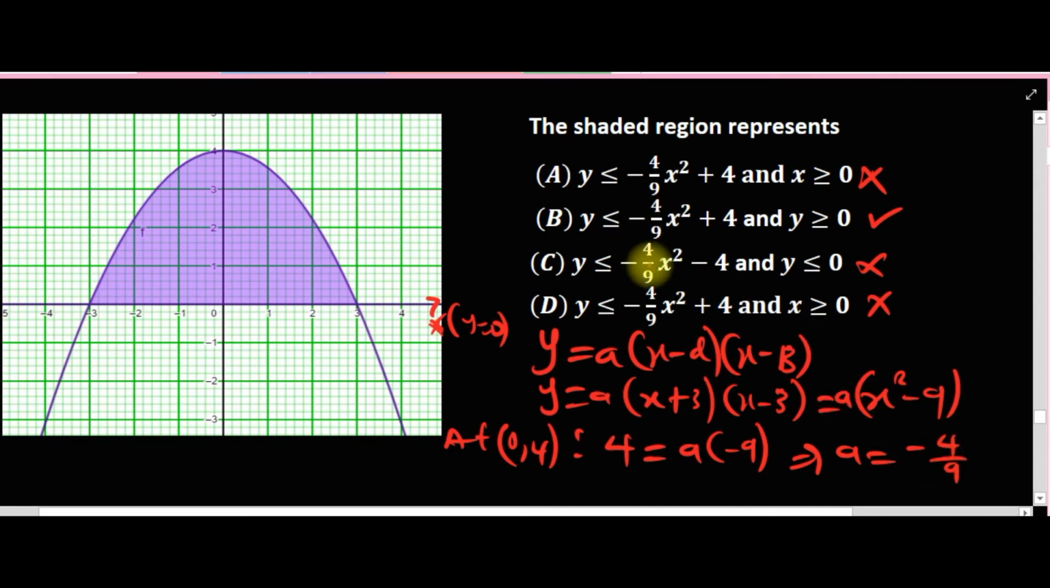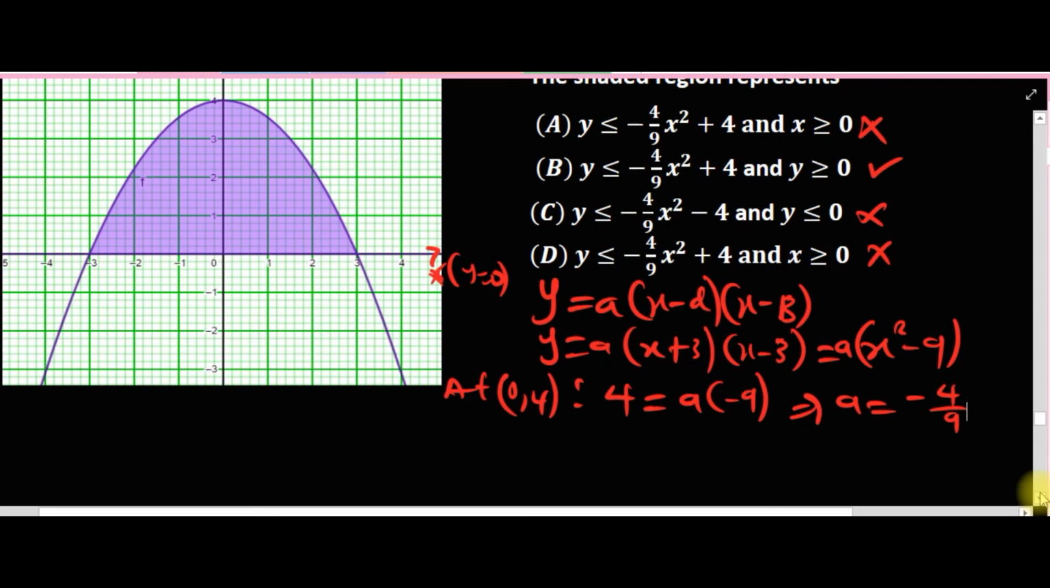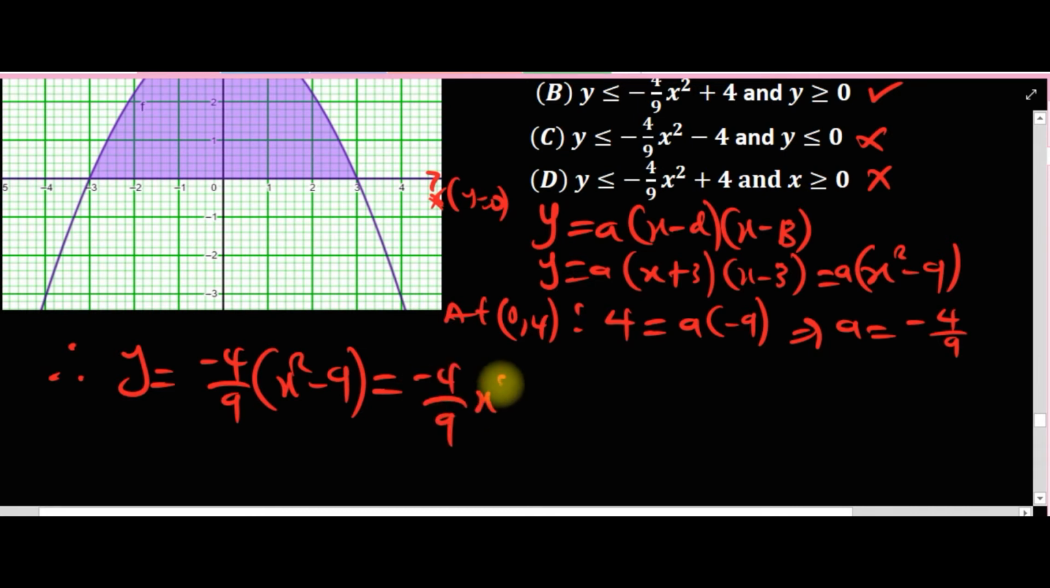So our equation is y equals minus 4 over 9 times x squared minus 9. If you open up, this is minus 4 over 9 x squared plus 4. So our answer is that.